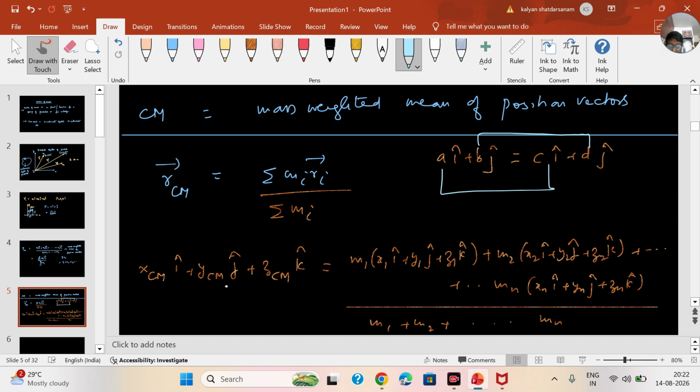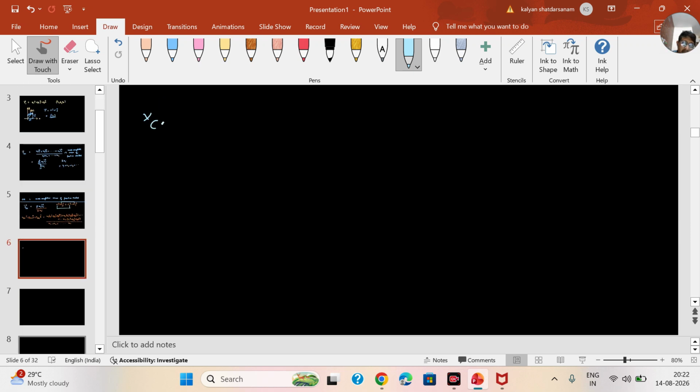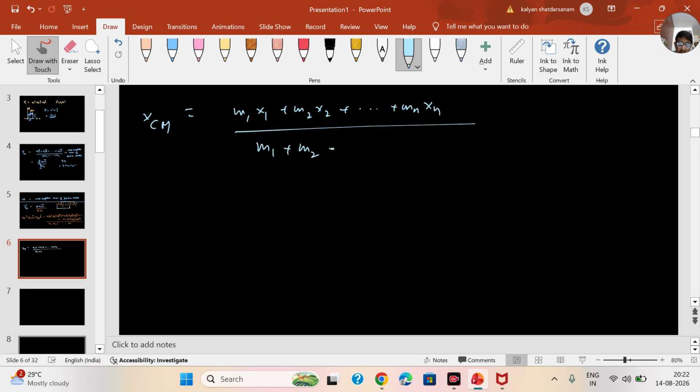So with that idea, I can equate the i component on the left and right side, so that I get the x coordinate of the center of mass as m1 x1 plus m2 x2 and so on up to mn xn, divided by m1 plus m2 and so on up to mn. This is the x coordinate of the center of mass. So if you want only the x coordinate of this special point called the center of mass, you can take the x coordinate of every particle, multiply it with its corresponding mass, add all the terms, and divide by the total mass.